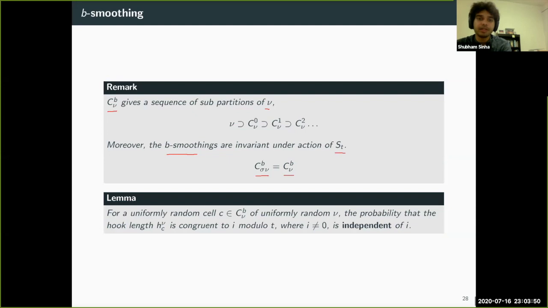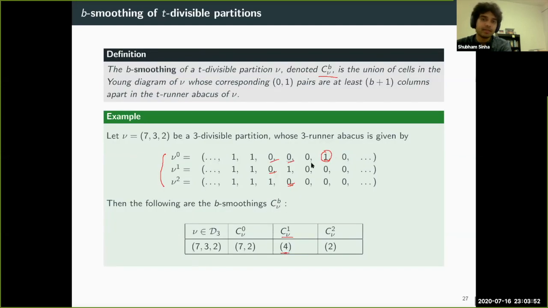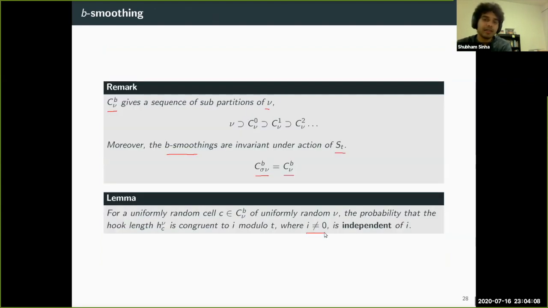When you permute it, and you remember these cells, 1 and 0, and see where these cells go after permutation, you see that this 0, 1 cell takes on all possible congruence classes which are not 0. So basically, whenever I is not 0, the probability of cells in this B smoothing being congruent to I mod t will be independent of I because of this jumbling up.